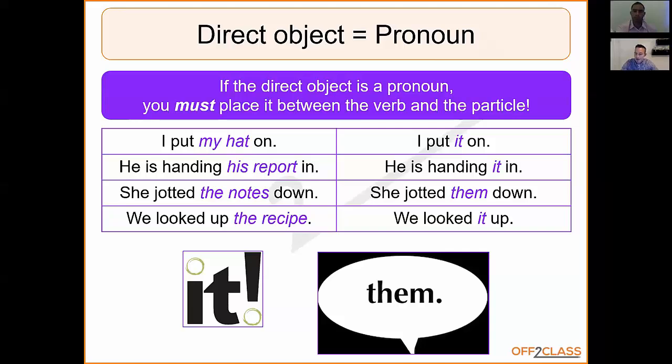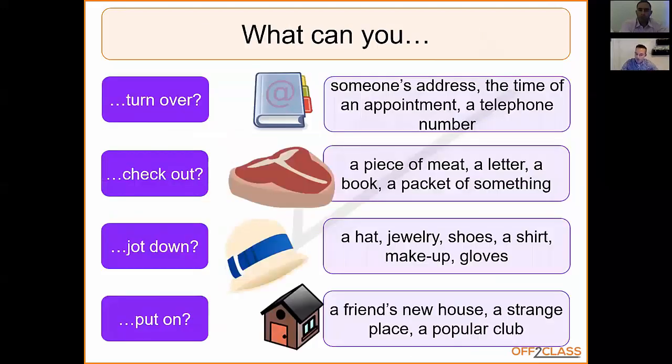You cannot say, I put on it. As far as I know, in any English, it's still incorrect. We looked up it, she jotted down them, it doesn't work. And that will be one of the first errors, and it's a very common one, especially in the spoken language. So direct objects, when they're a pronoun in separable transitive phrasal verbs, they must come between the verb and the particle. So here, this would be an example that I would give to students using separable transitive phrasal verbs to give them some ideas about authentic speech.